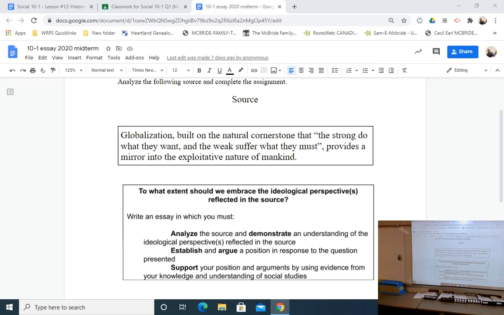The second big rock that the source has is this idea of the exploitive nature of mankind. You know, must man be defined as exploitive? Is that all we are? Is that all we will ever be? As instruments of exploitation?